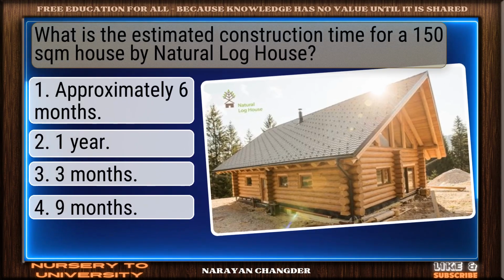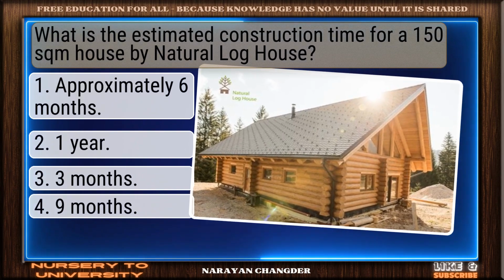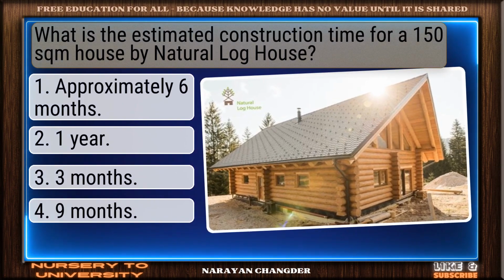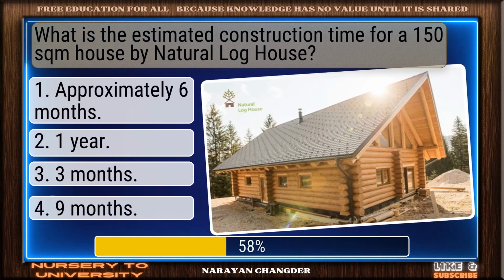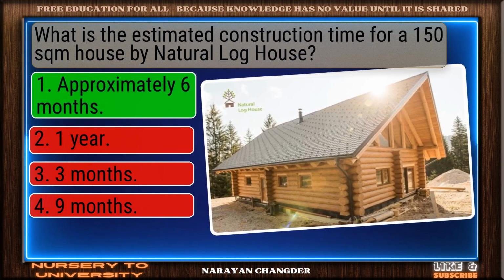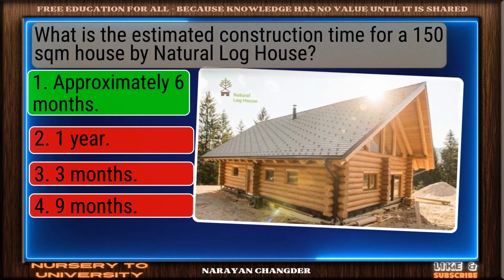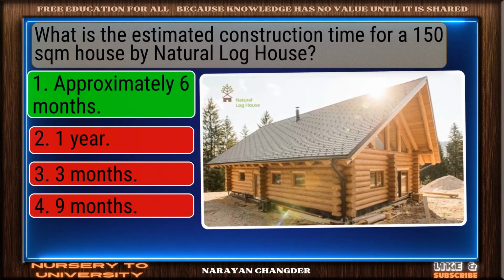What is the estimated construction time for a 150 sqm house by Natural Log House? Well reasoned. Approximately 6 months is the correct choice.